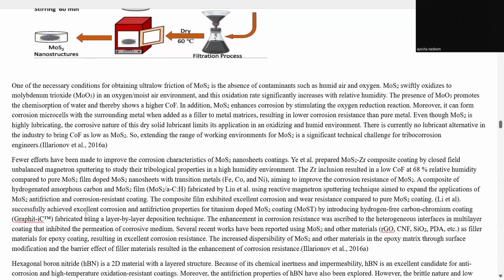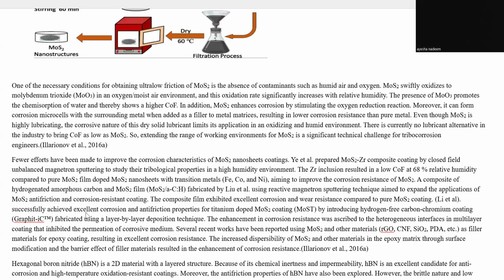One of the necessary conditions for obtaining ultra low friction of molybdenum disulfide is the absence of contaminants such as humid air or oxygen. Molybdenum disulfide swiftly oxidizes to molybdenum trioxide in an oxygen or moist air environment, and this oxidation rate significantly increases with relative humidity. The presence of molybdenum trioxide promotes the chemisorption of water and thereby shows a higher COF. In addition, molybdenum disulfide enhances corrosion by stimulating the oxygen reduction reaction. Moreover, it can form corrosion microcells with the surrounding metal when added as a filler to metal matrices, resulting in a lower corrosion resistance than pure metal.